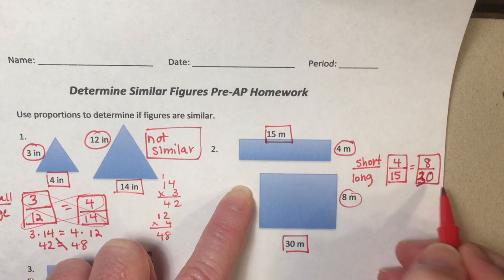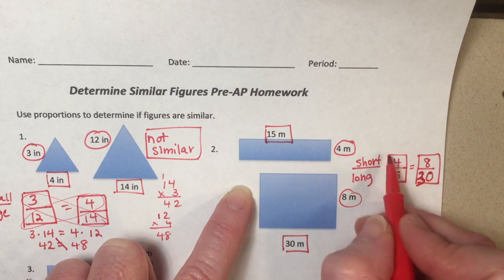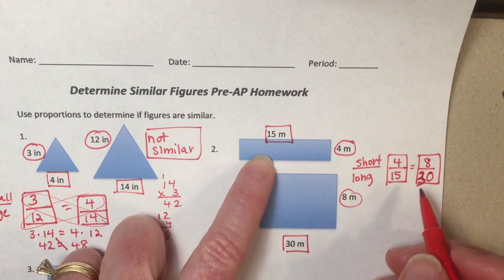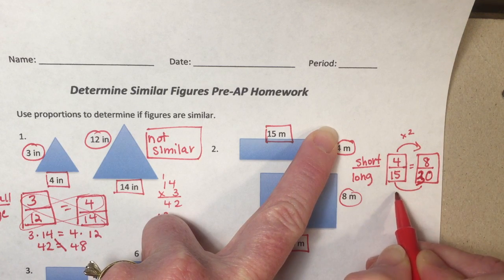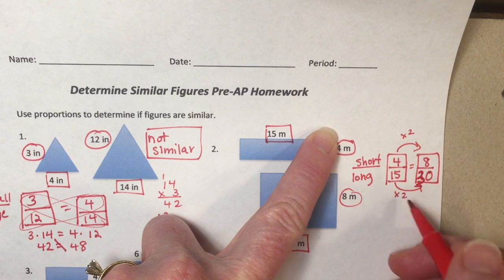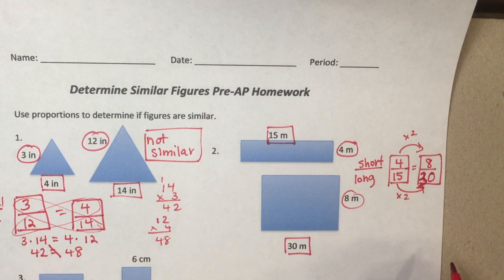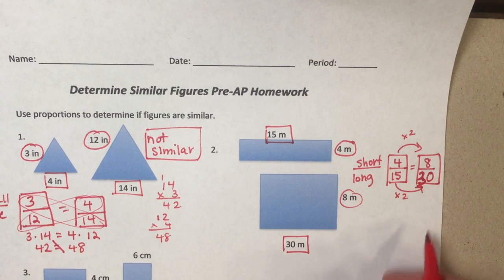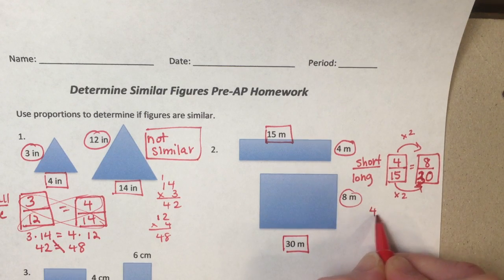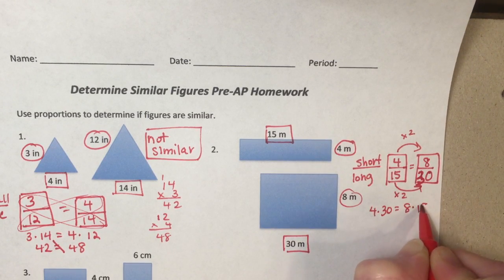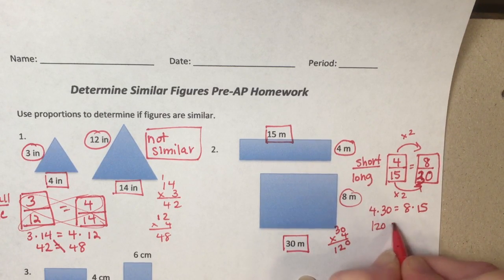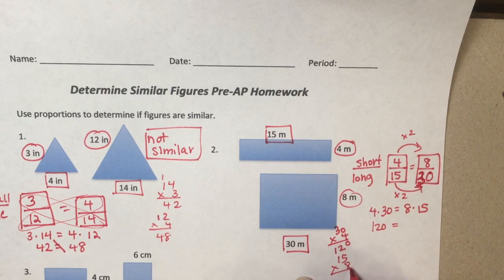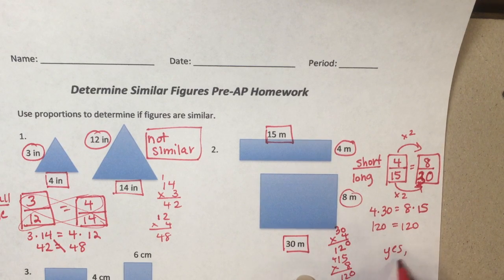To figure this out, I could do cross products. Certainly that works. But in this case, I know that 4 times 2 equals 8, and I can see that 15 times 2 would equal 30. Since these are both scaling the same, these are going to be similar. But if you want to practice cross products, you could do it this way. Is 4 times 30 equal to 8 times 15? Well, 30 times 4 is 120, and 15 times 8 is also 120. So yes, these are similar.